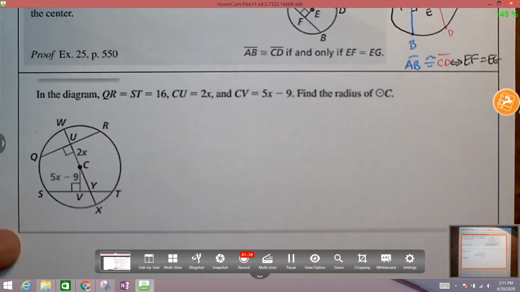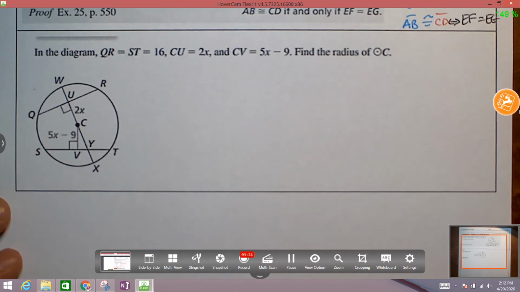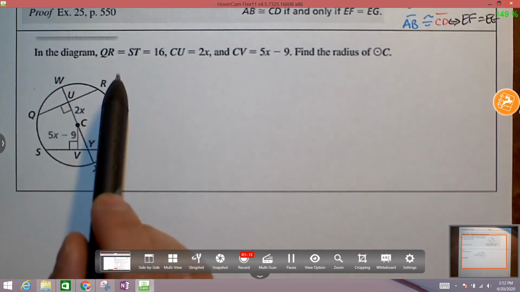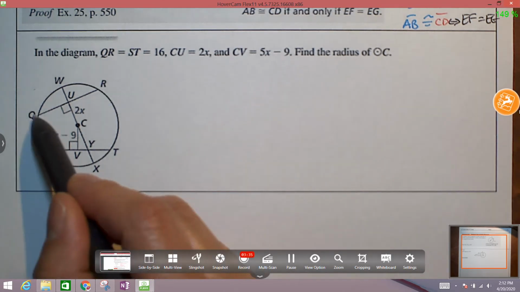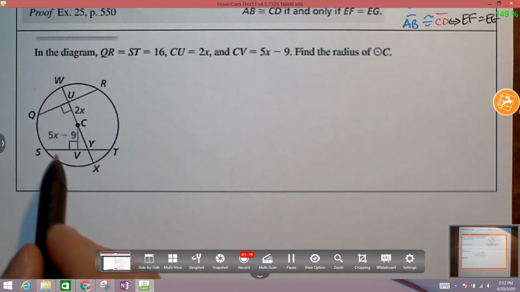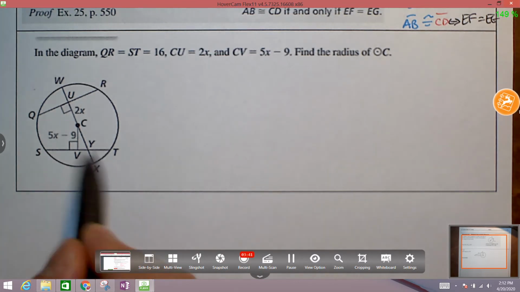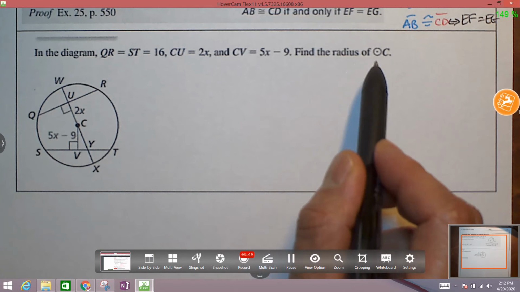This is a little bit of a complex example, but we have to apply the theorem we just learned and then do some more work as well. In the diagram, we're given that QR equals ST equals 16. So QR, this chord, is 16. We also know that segment ST, its length is also 16. And what we want to know is find the radius of circle C.